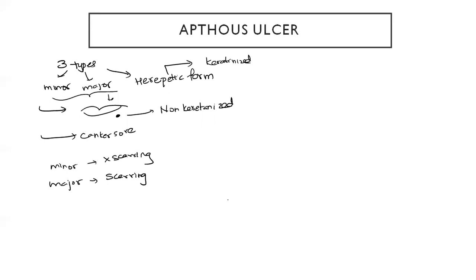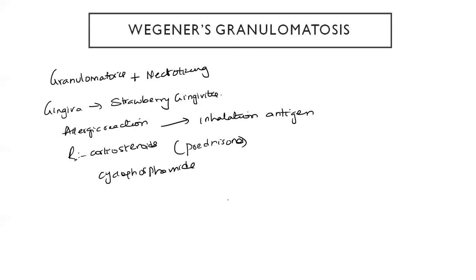Now, the first thing we discussed was aphthous ulcer. Three types are present: minor, major, and herpetic form. Herpetic form ulcers are present in the keratinized membranes, and minor and major forms are present in the non-keratinized membranes like buccal mucosa, labial mucosa, alveolar mucosa, and soft palate. It is also known as canker sore. In minor, there will be no scarring, but in major, there will be scarring.